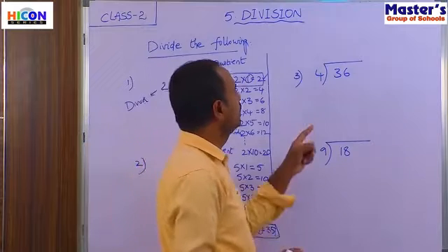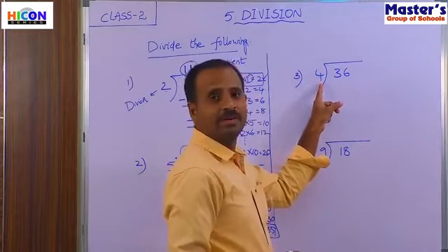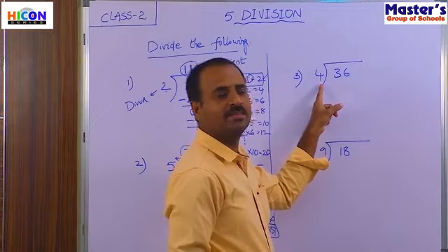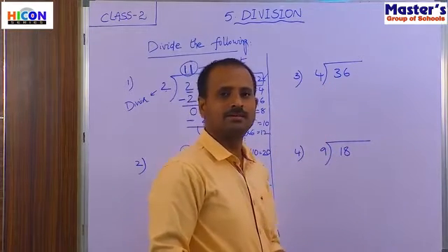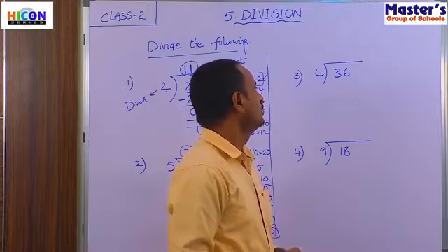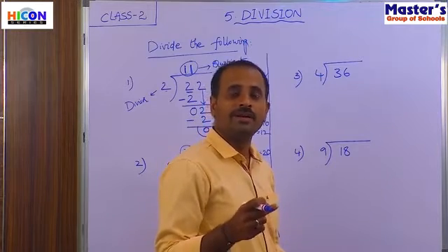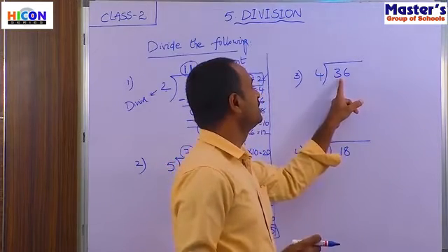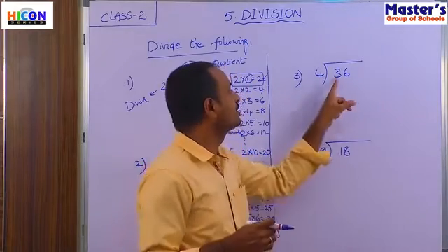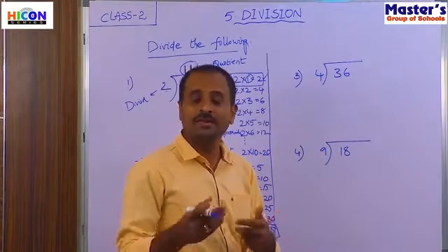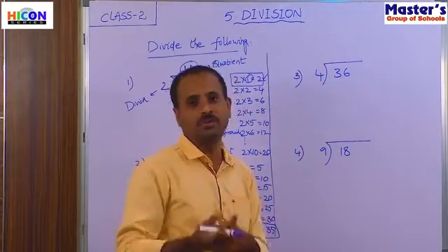This is the third division. So children, what is the divisor here? 4 is the divisor. What is the dividend? 36 is the dividend. Now we have to check when the number 36 comes in the fourth table. So let us recall or memorize the fourth table.